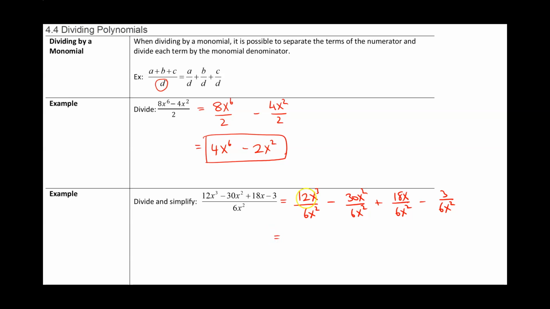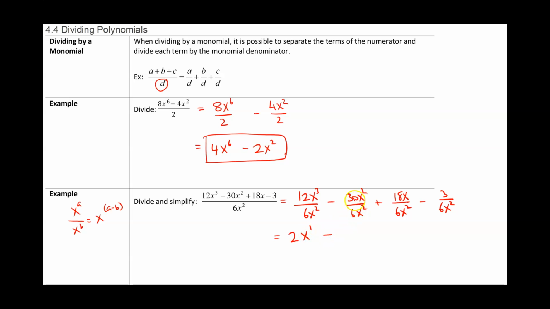So let's simplify. First off, 12 divided by 6 is 2. Now remember the rule of dividing exponents. If you have x to the a divided by x to the b, then we keep the same base and we subtract a minus b. So it's always numerator minus denominator. So if I subtract 3 minus 2, this gives me x to the first. And I don't have to write x to the first, so I can just write 2x.